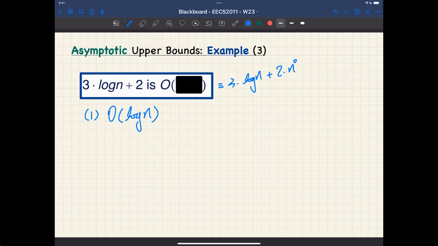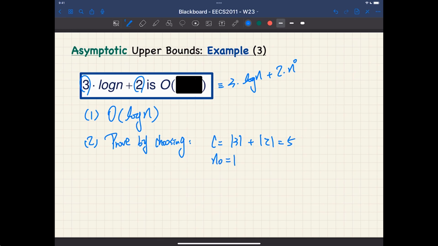And how do we prove it? Prove by choosing, let's write it down, just by applying the strategy. By choosing C should be the multiplicative constant 3 and 2, 3 plus 2, which is 5. And n0 should be 1 in general, but let's verify.